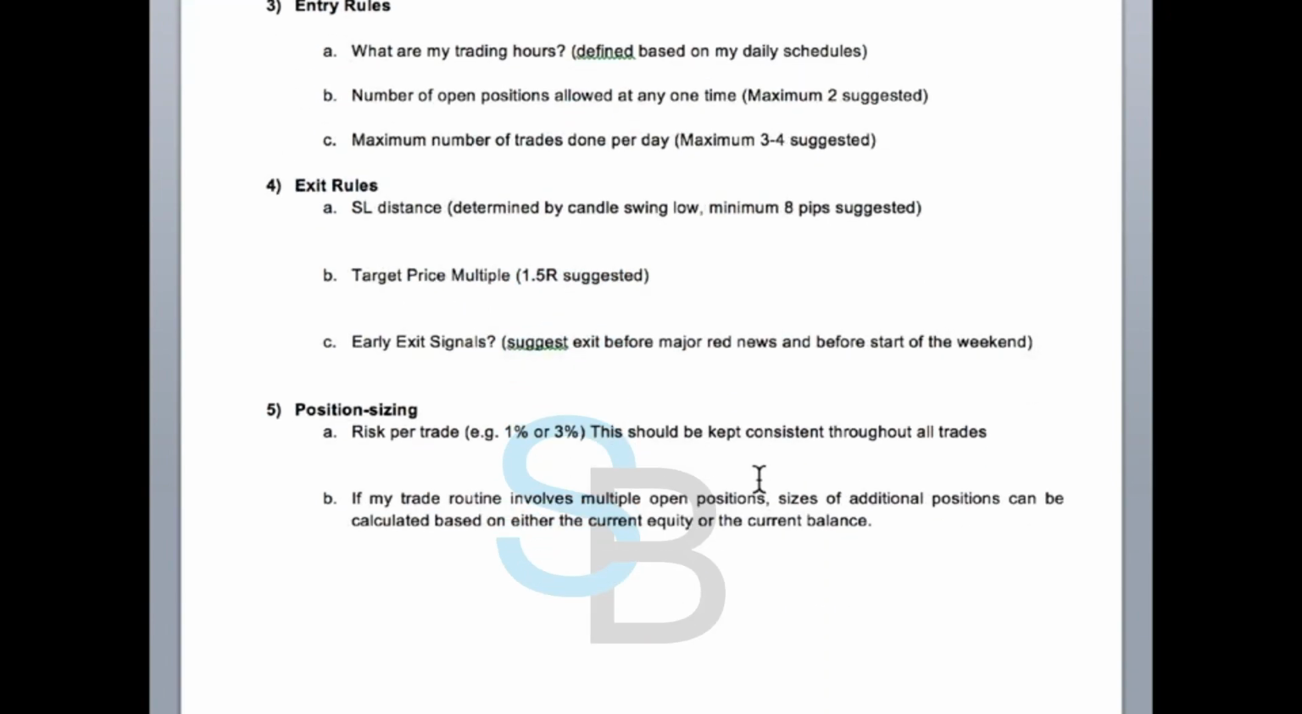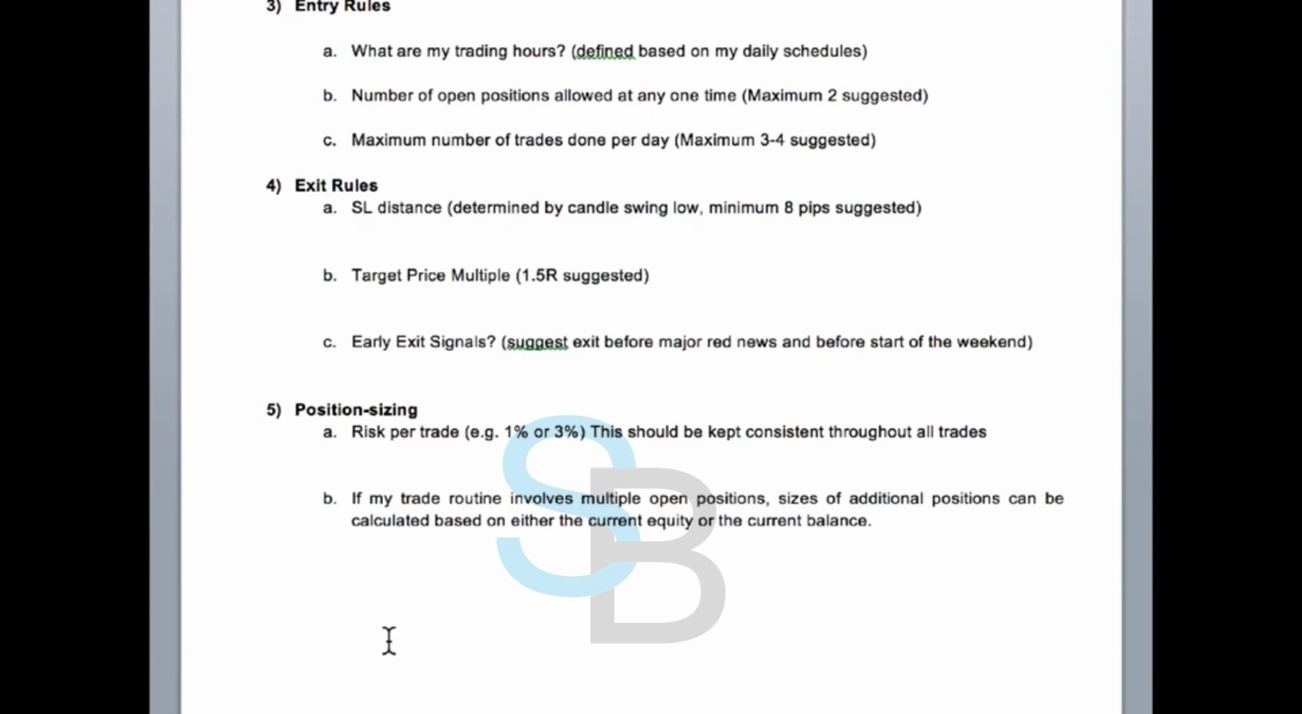Okay, position sizing, write down what's your risk per trade. Again, my suggestion is to start with 1% and eventually graduate to 2% and maximum 3%. So write down where you want to start. It depends on your risk threshold, depends on how much capital you have. I leave it up to you, but be consistent throughout the trades.